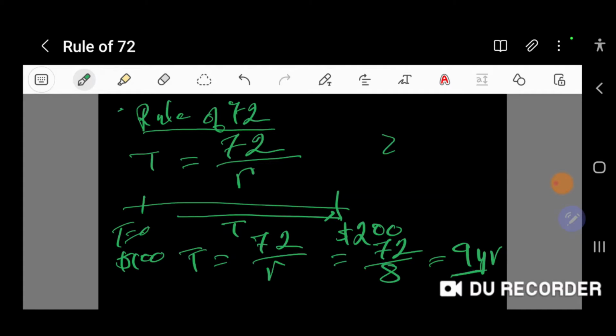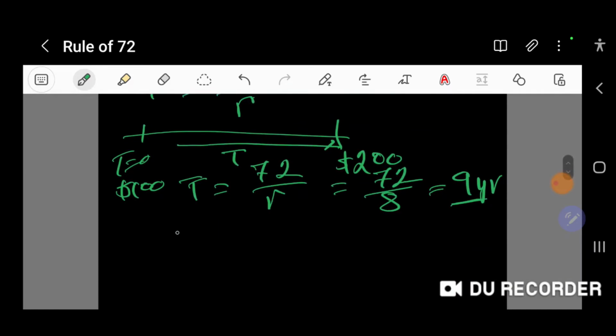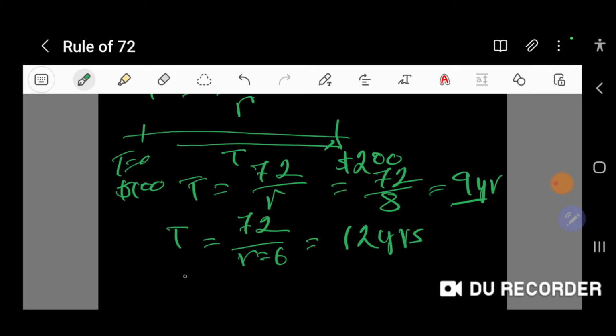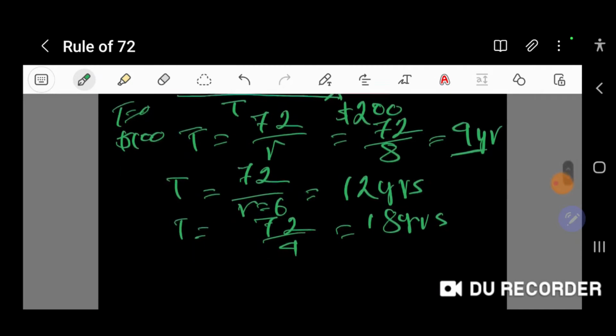So it's a very easy way of figuring out how your money grows given the interest rate. For example, if you are making less than 8%, say 6%, the number of years is 72 divided by 6, about 12 years. So it will take you another 3 years more than 9 years for your money to become $200. Or if the rate was 4%, it will be 72 divided by 4, which is 18 years. So the more time you have to invest.